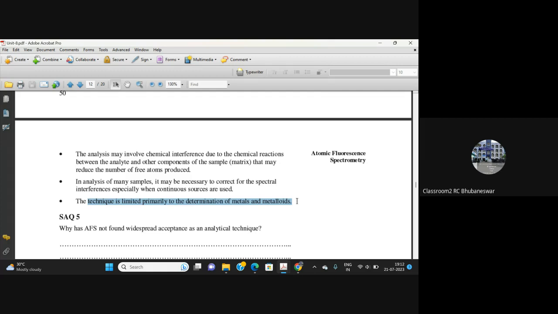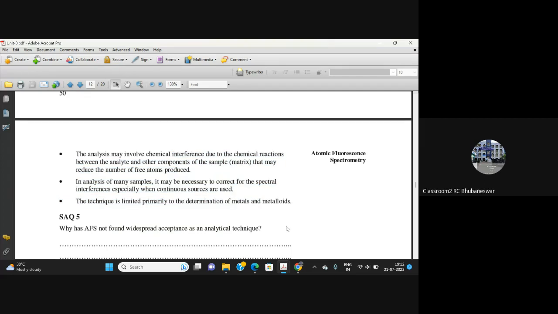So there are limitations. Here you see one example I was telling you. Wherever you find these SAQs, the questions, your answers will be ready before that. This material has been designed in such a way. This is why it is not getting widespread acceptance as an analytical technique, because it has many limitations.